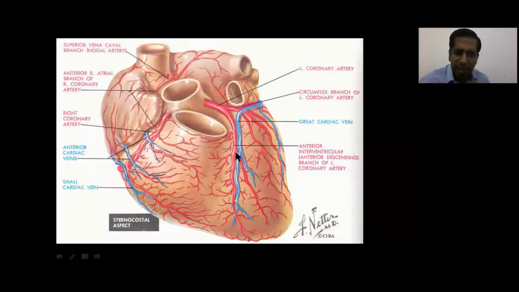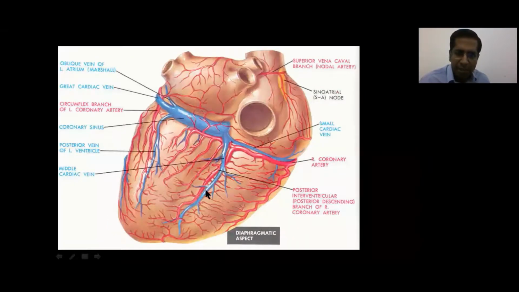This is looking at the heart from the back, and this is the posterior descending branch of the right coronary artery in the right atrioventricular groove. And in the left atrioventricular groove here, you see the coronary sinus coming in like this. And so coronary sinus, remember, is a posterior structure which drains into the right atrium. So this is just to highlight this also.